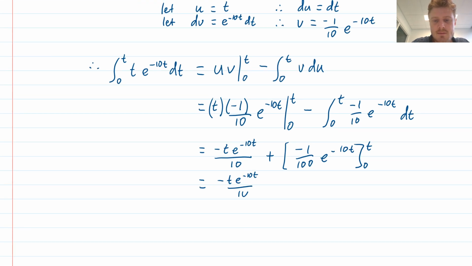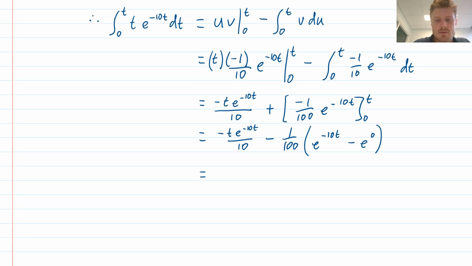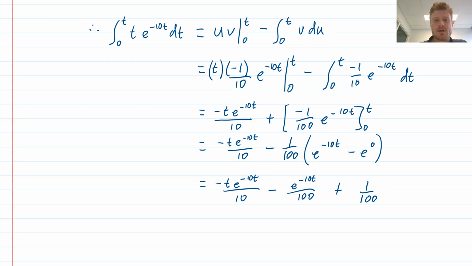So we have the following. Substituting, I'll just bring my minus 1 on 100 out the front, and then I have my limits of integration, which will be e to the minus 10t, and then a minus e to the 0. E to the 0 is 1. So we're almost there. It's going to be minus t e to the minus 10t over 10, minus e to the minus 10t over 100, plus 1 on 100. And so that's the value of my integral.